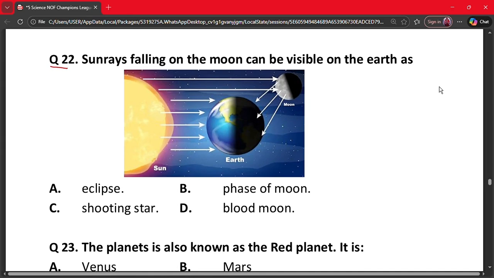Question 22. Sunrays falling on the moon can be visible on the earth as A. Eclipse, B. Phase of moon, C. Shooting star, or D. Blood moon. The correct answer is option B. Phase of moon. We see moonlight because sunlight reflects off the moon, creating different phases.